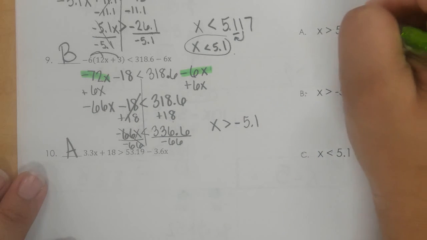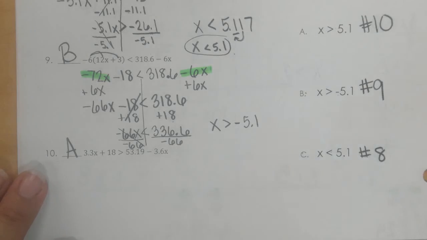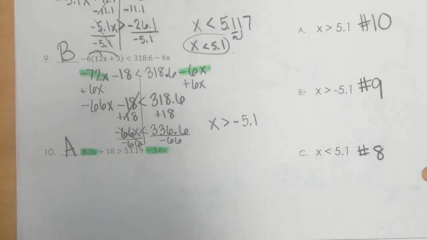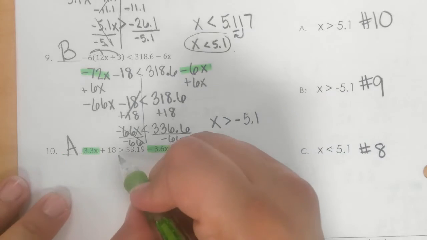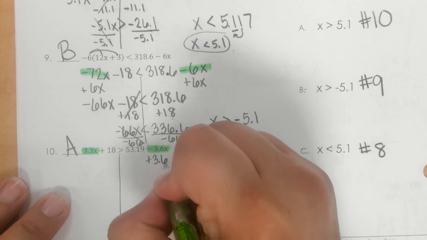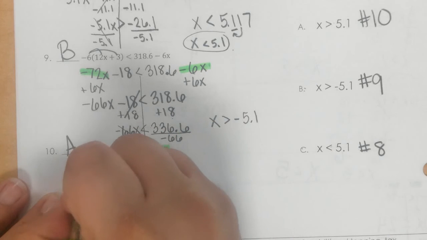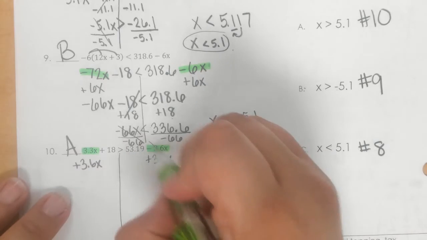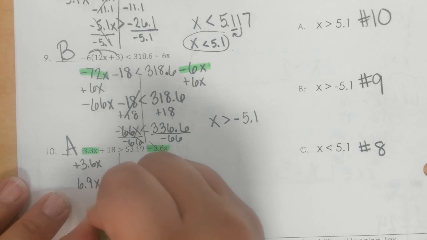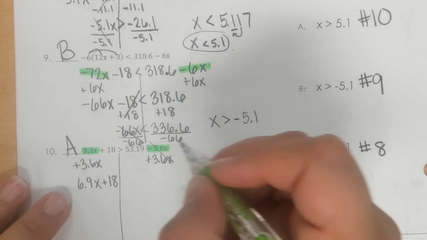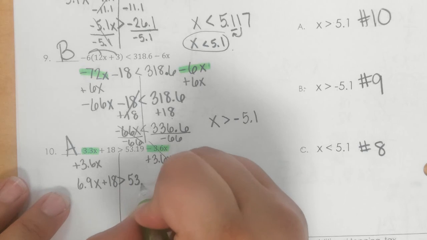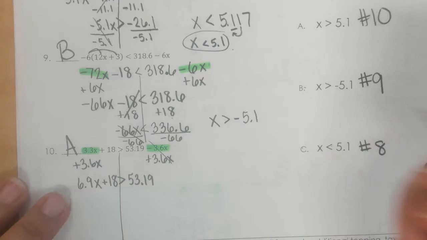But let's go ahead and solve it. So our x's are on opposite sides. So we need to add it over. Okay, so if I add them, we get 6.9x plus 18 greater than 53.19.